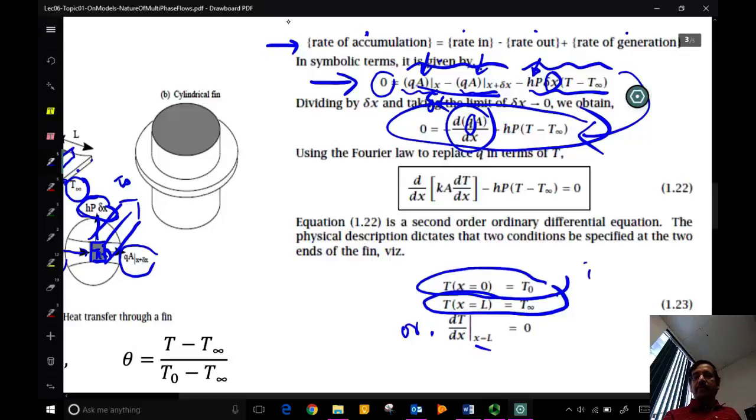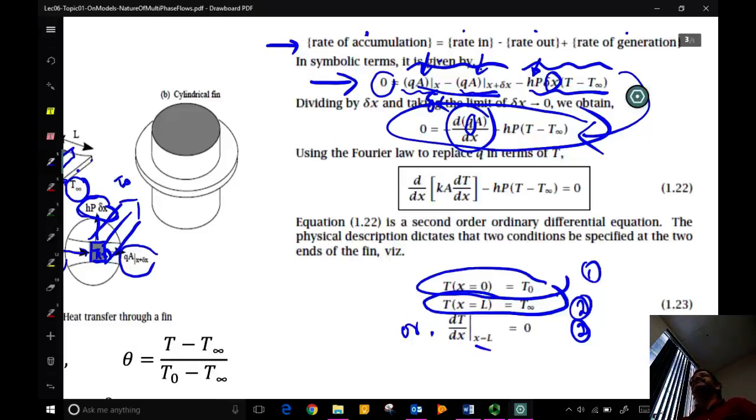So this is one boundary condition. This is the second boundary condition. One of the two, okay, you can impose. Same, right? If you don't have any extra insulation, then those two are the same boundary condition, right? It's just writing it differently.